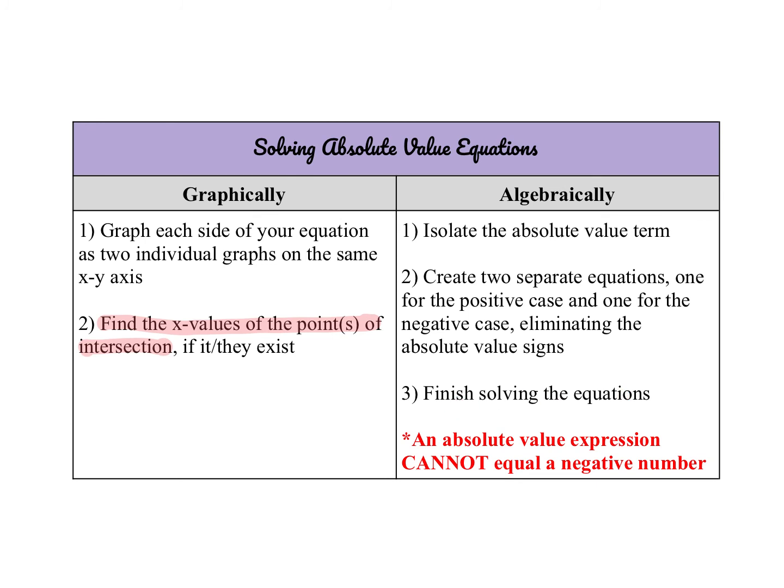One important thing to note: an absolute value expression cannot equal a negative number. So if you ever have a scenario where you've isolated the absolute value term and it equals a negative, that will be a case where we have no solution. So it's very possible with these types of equations to get two answers, but it's also possible to get one answer, one solution, or no solution.